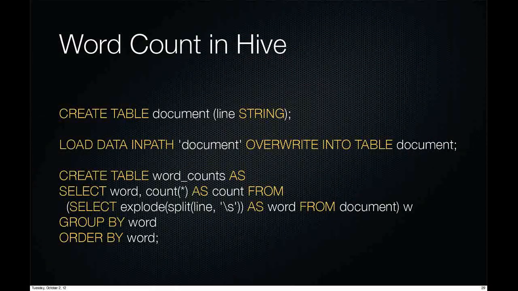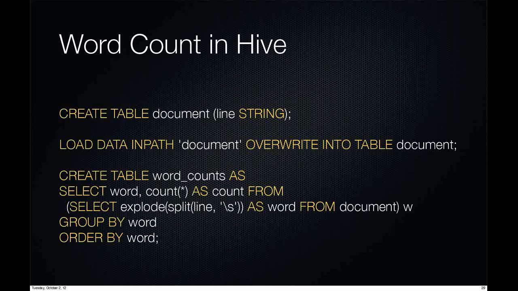Here, this probably looks pretty familiar to anyone who's familiar with SQL. Basically, we create a table that we call document, and it has one column, which is the entire line in the file. In this case, we're going to load that data into a table called document, which is a Hive table. So this is one way that you can load data into a table. In this case, it's not an external table. We're actually going to create a table within Hive.